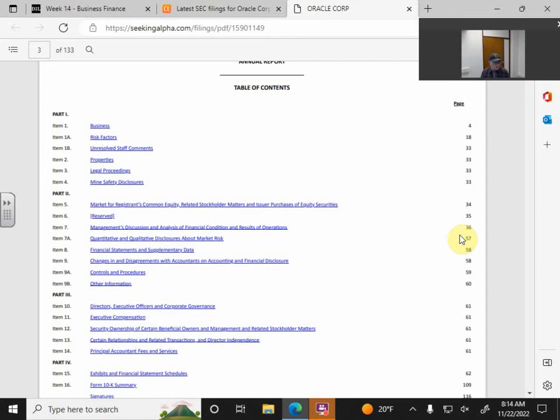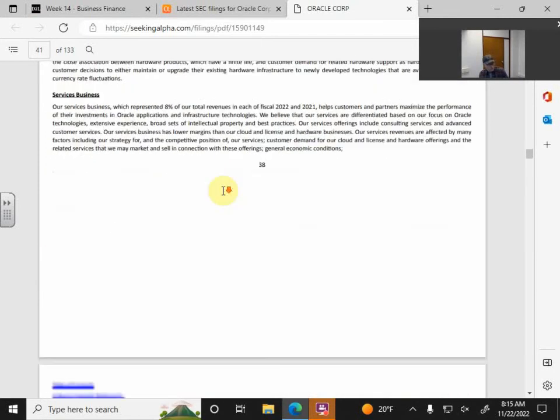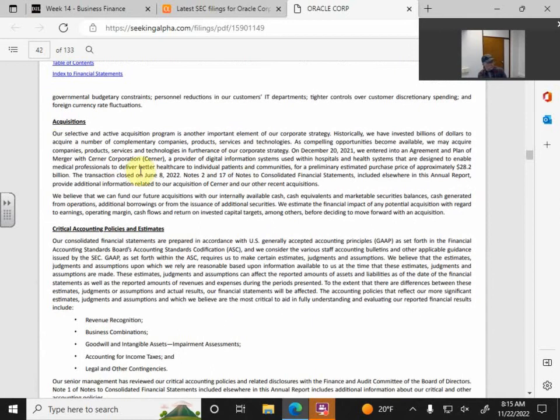But if you see something like I saw there, that we assumed was an acquisition, I can click on that. It takes me right to there. I found this earlier, so that's why I'm scrolling through quickly. But then it says acquisitions, right? On December 20th, 2021, we entered into an agreement and plan of merger with Cerner Corporation, a provider of digital information, for a preliminary estimated purchase price of approximately $28.2 billion. Just about matches exactly what we saw there in the increase in goodwill, right?